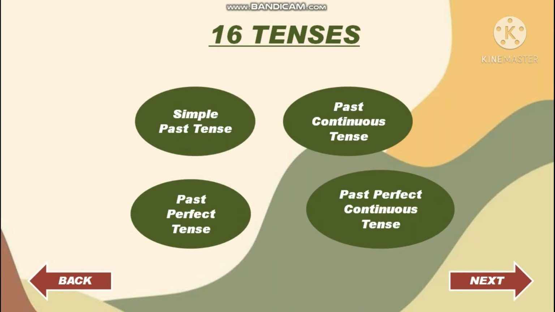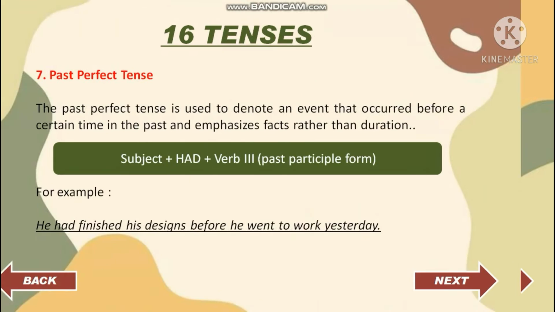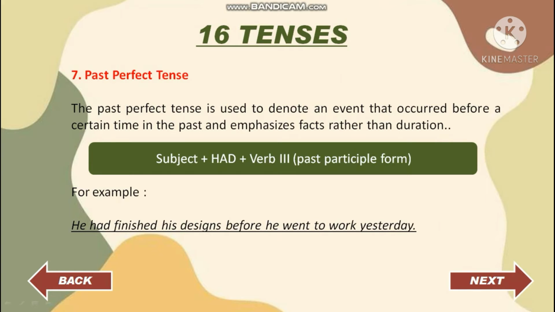The next is past perfect tense. Past perfect tense is used to denote an event that occurred before a certain time in the past and emphasizes facts rather than duration. And the example is, he had finished his design before he went to work yesterday.